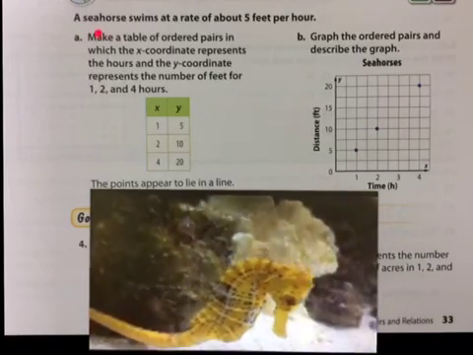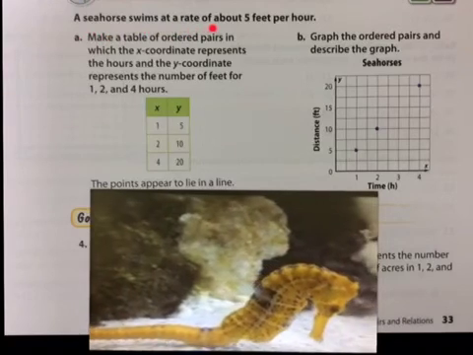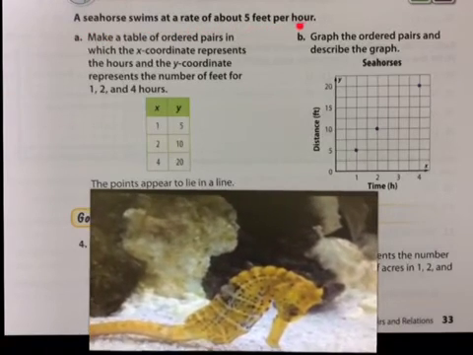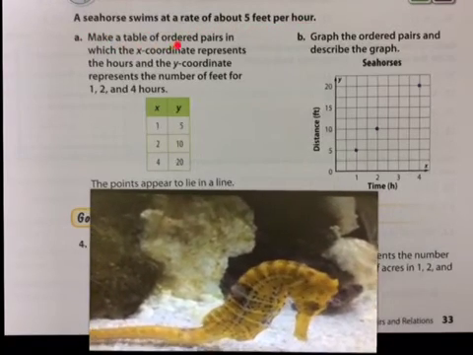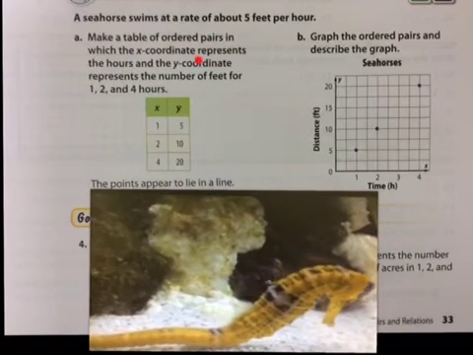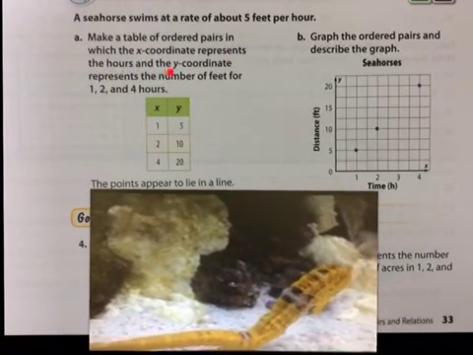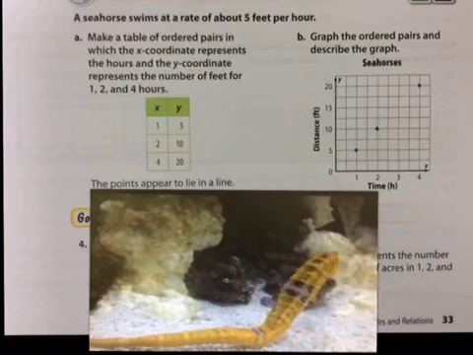Okay. A seahorse swims at a rate of about 5 feet per hour. Make a table of ordered pairs in which the x-coordinate represents the hours and the y-coordinate represents the number of feet. 1, 2, and 4. Okay, so here we have our domain and here we have our range. 1 hour, 5 feet. 2 hours, 10 feet. 4 hours, 20 feet. So for every hour we have 5 feet.